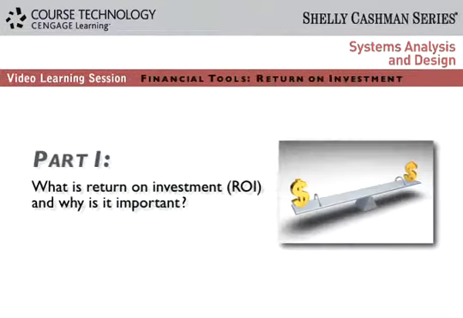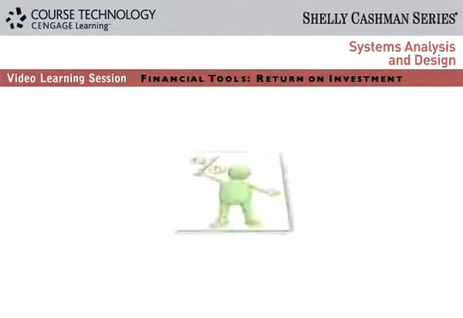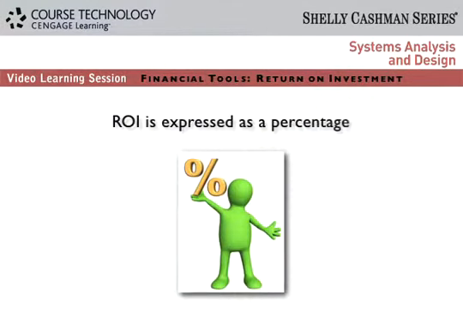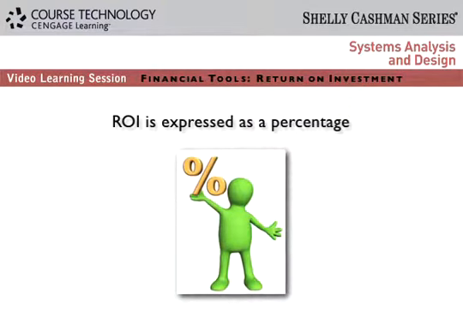Return on investment compares the total costs of a project to the total benefits generated by the project. The project's costs represent the investment, and the benefits represent the return on that investment. ROI is expressed as a percentage, like interest you would get from a bank, or profit you might earn if you invest money.